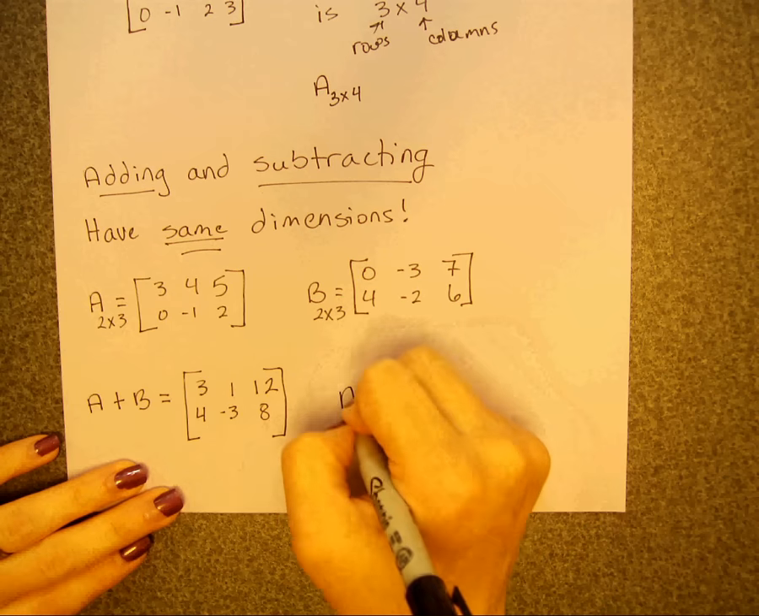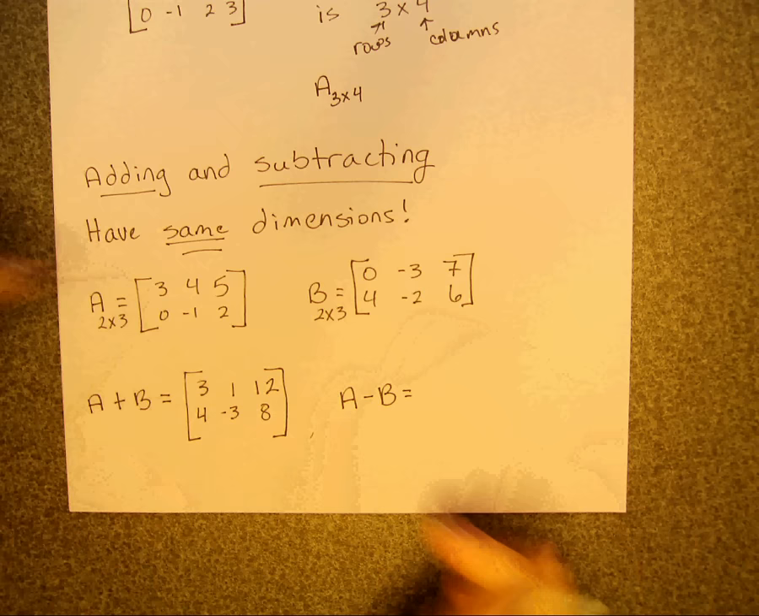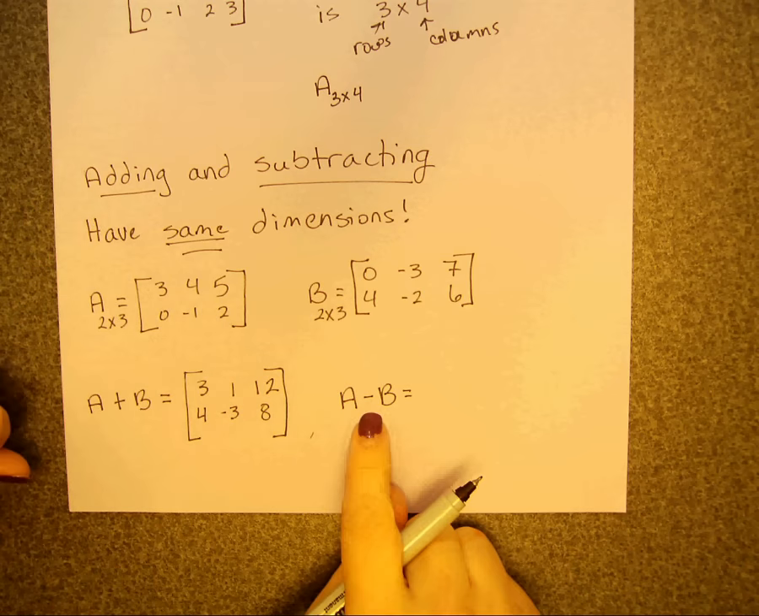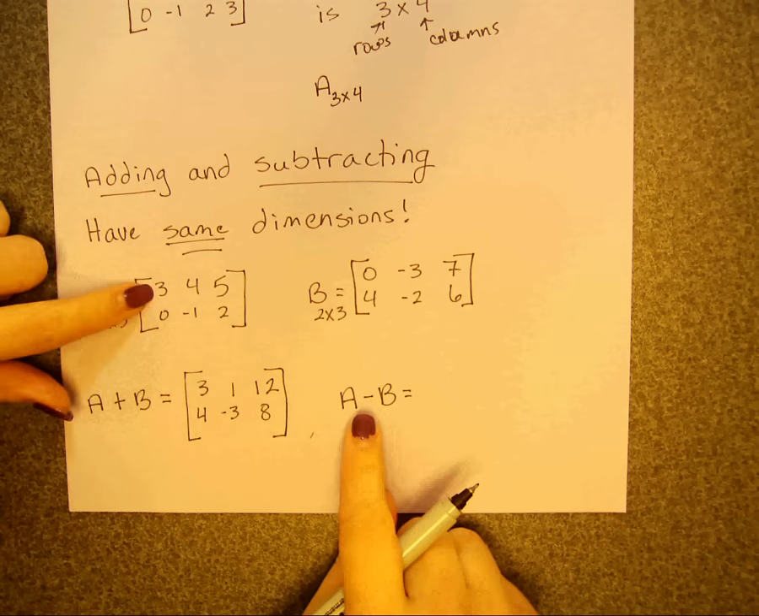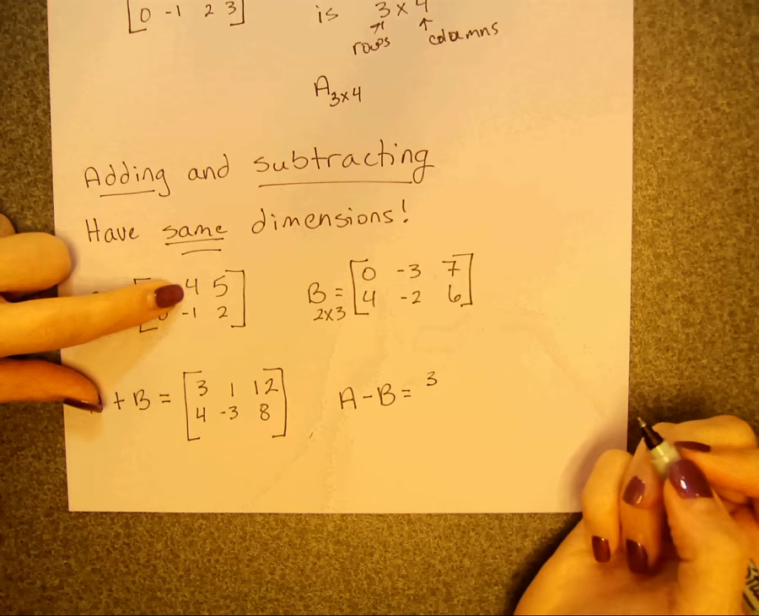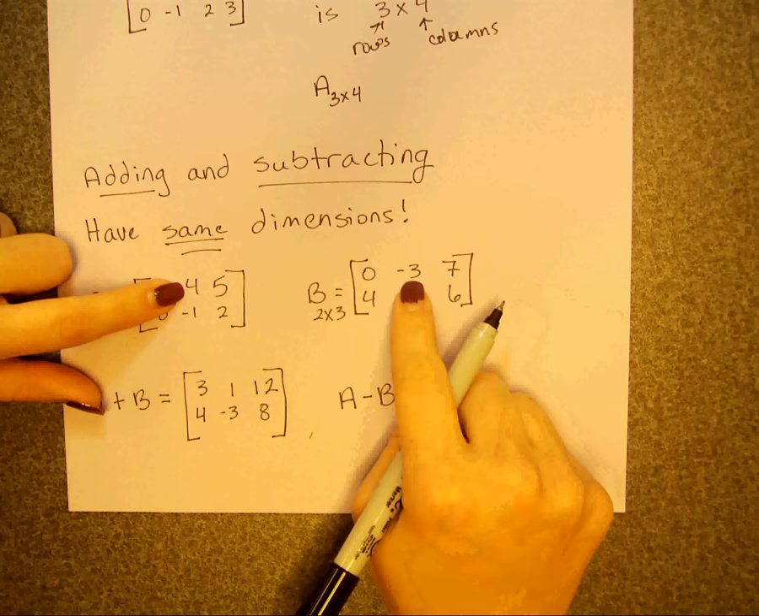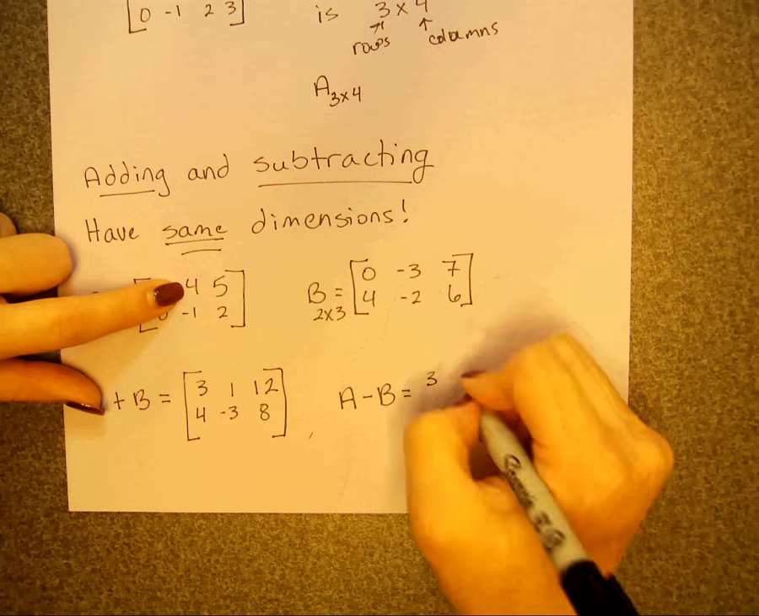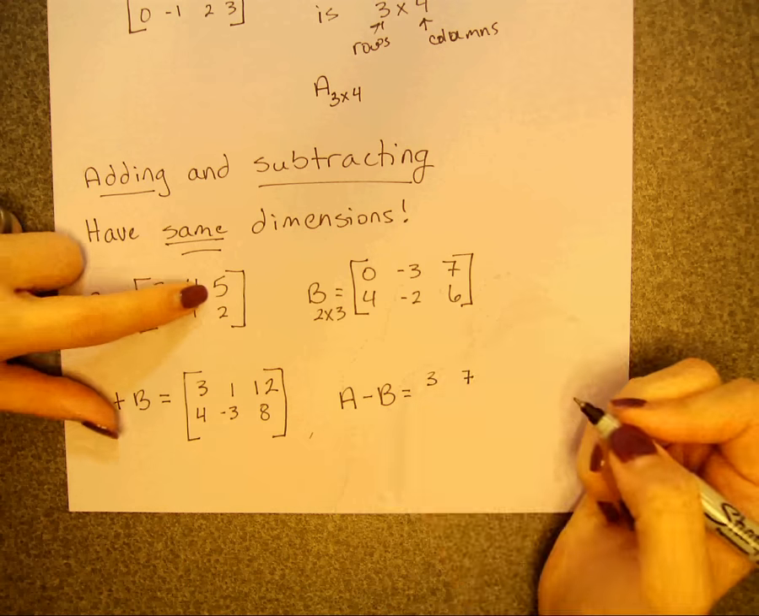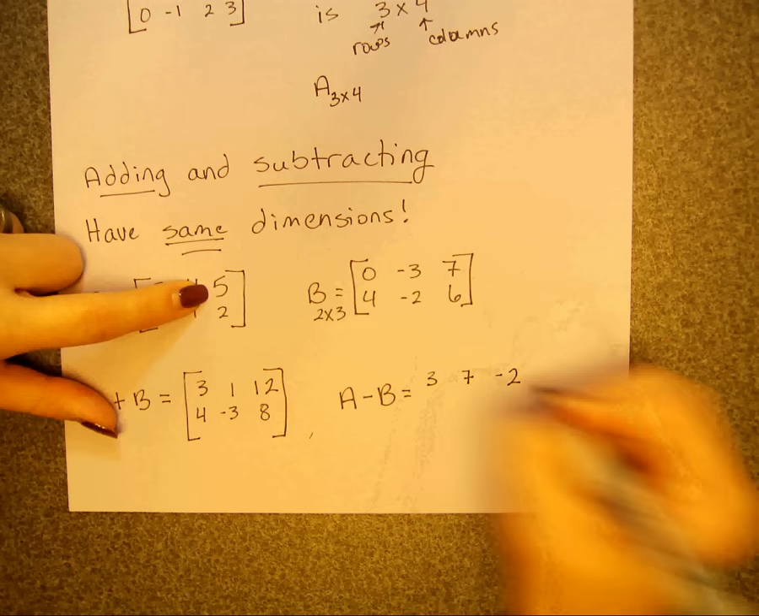Same exact thing with subtraction. So let's do A minus B. So I would do the same thing, but now I'm just going to be subtracting. So 3 minus 0 still gives me 3. 4 minus negative 3 gives me 7. 5 minus 7 gives me negative 2.